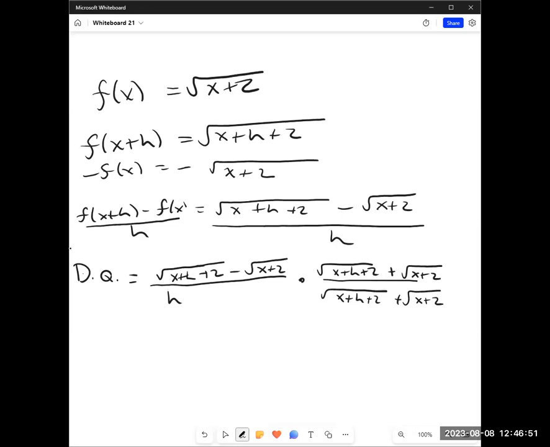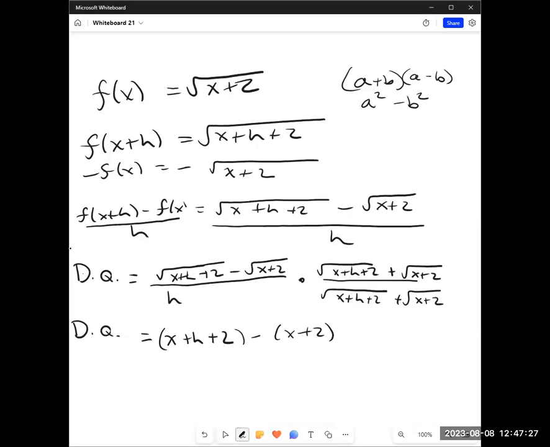Top and bottom, we're going to use the idea that if I multiply things that are the same but have opposite signs, like so, it's a difference of two squares. We've been doing that factoring technique for a while. So my difference quotient is going to be the first part squared, which gets rid of that square root, minus the second part squared, which gets rid of that square root, and there's nothing left in the middle.